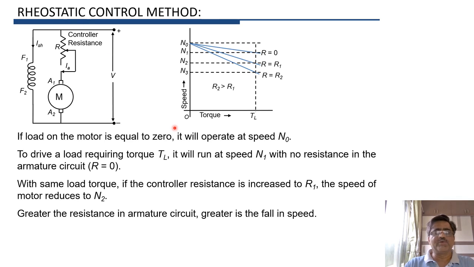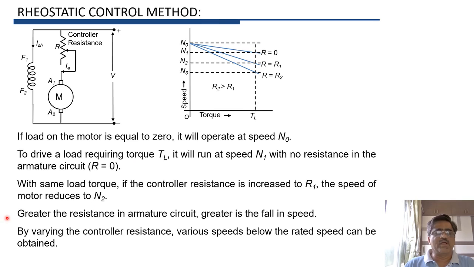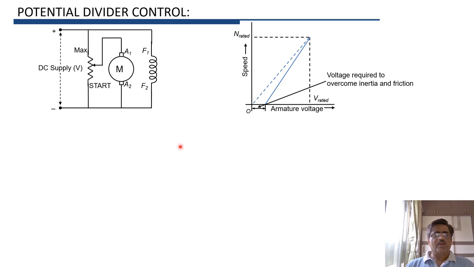Means with the help of rheostatic control method, one important point you have to note is we can obtain only those speeds which are below the rated speed of motor. So only the speeds below normal or below rated can be obtained with the help of rheostatic control method. One major drawback of rheostatic control method is speed of motor cannot be controlled from 0 to maximum.